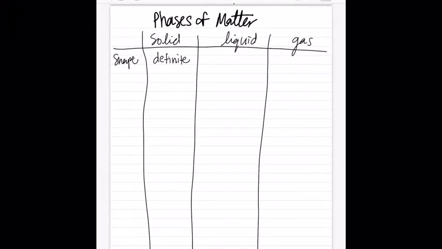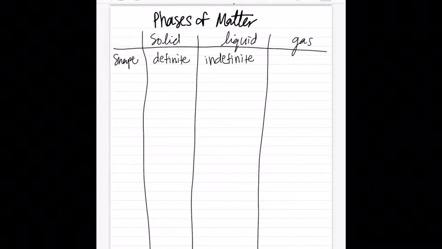Now let's look at the same category for liquid and gas. A liquid has an indefinite shape. If you were to have a water bottle, the water in that bottle takes the shape of its container. And gas also has an indefinite shape. That also takes the shape of its container.